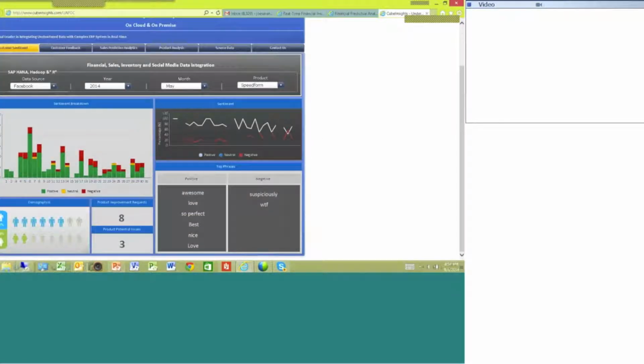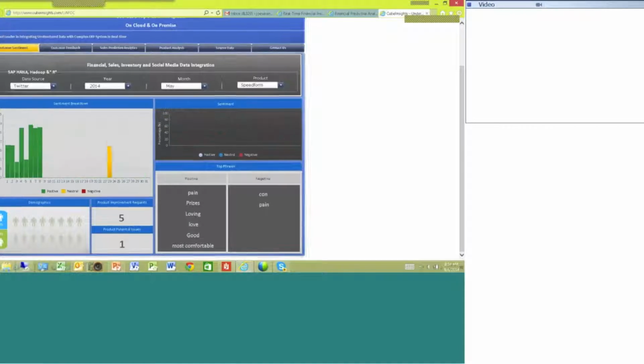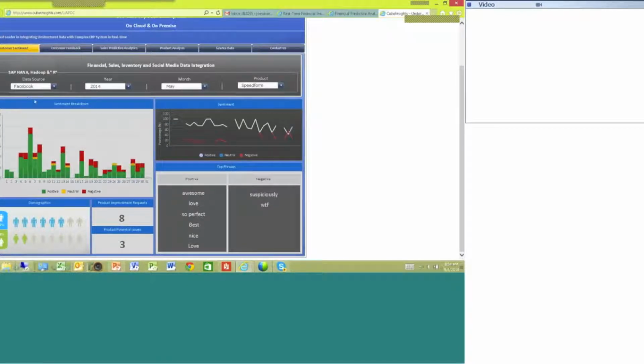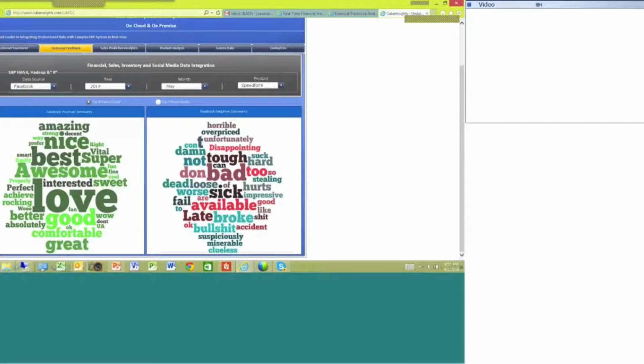It was done. See on the top, data sources. You can read from Facebook. You can read from Twitter. So this is from Facebook. This is from Twitter. Based on your source, it's real time. This is for a specific product. It tells you the sentiment breakdown, what kind of phrases people are using, and what kind of demographic. Next is customer feedback: what the customers are talking about, top phrases that are used, like "I like it" or "I don't like it", and all of those.